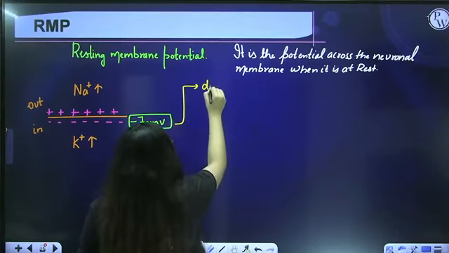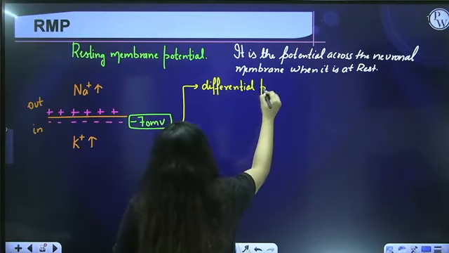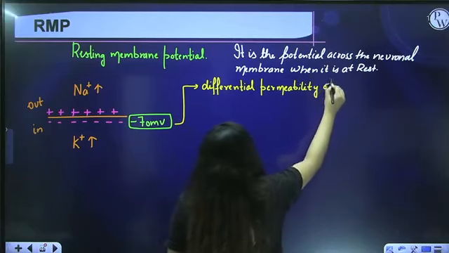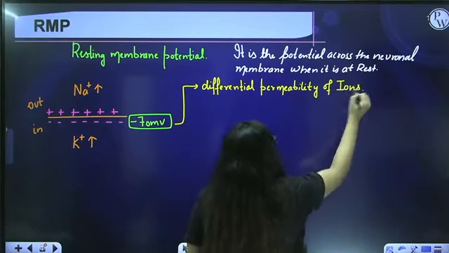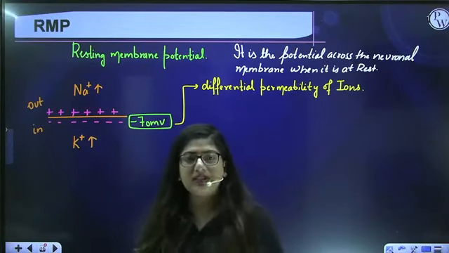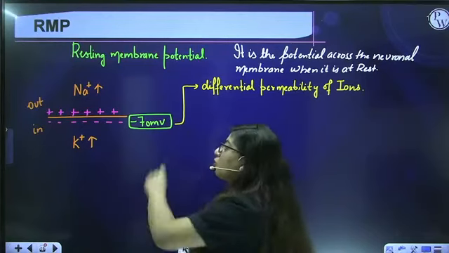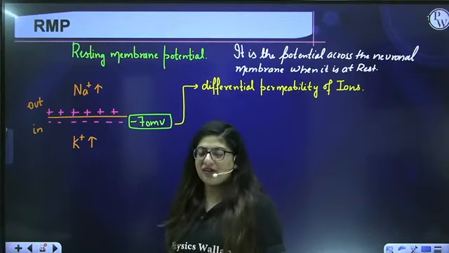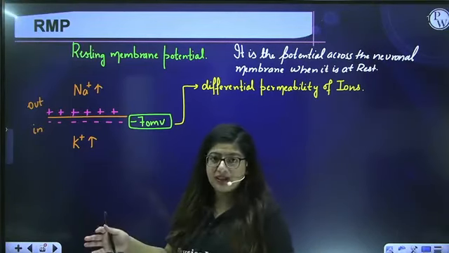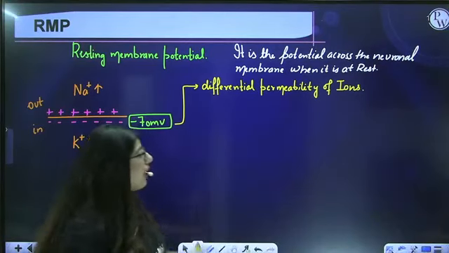First reason is differential permeability of ions. What does it mean? Differential permeability means there is a difference in the permeability. Permeability means whether something is allowed to move or not. For example, if I say sodium ion can run faster, potassium ion runs slower across the membrane, then we say they have different types of permeability. Permeability means allowance to move. Fine. So why does this happen?